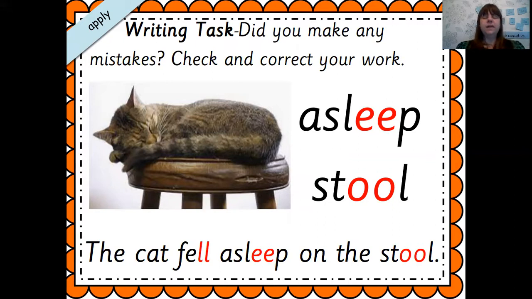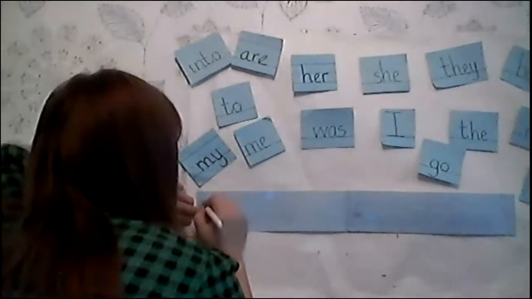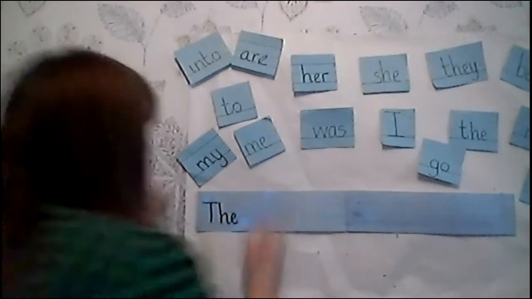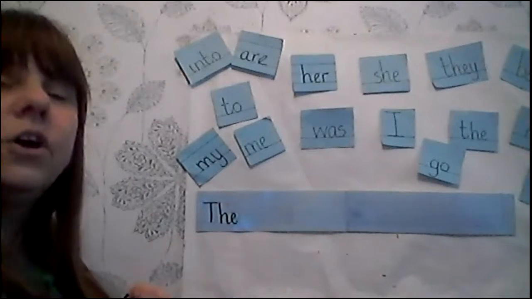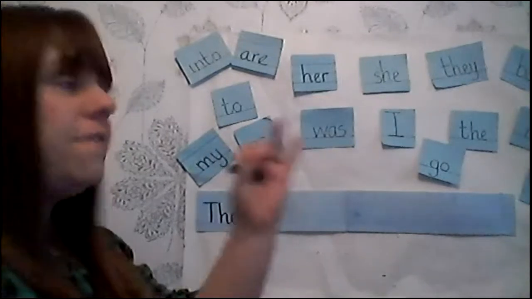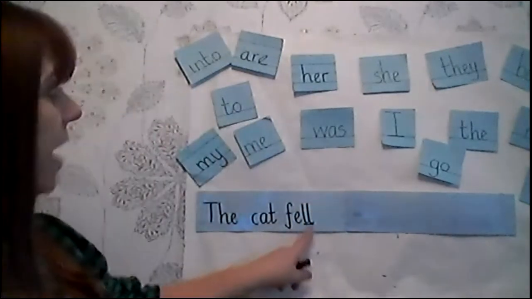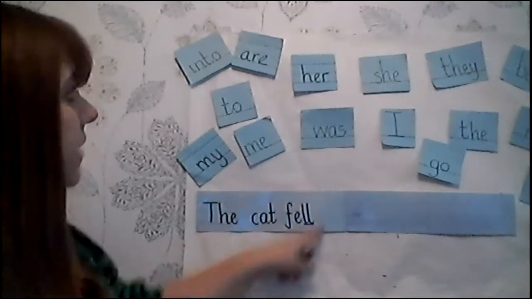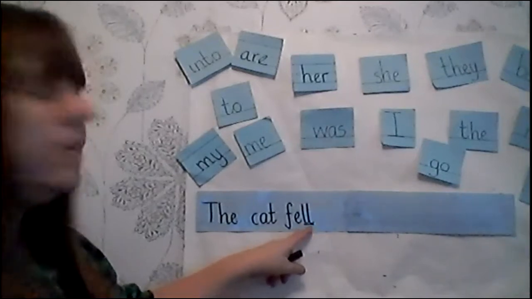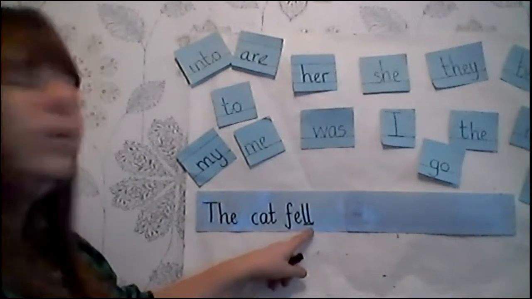Quite a long sentence, isn't it? Let's count how many words. The cat fell asleep on the stool. Seven words. So let's get started. The cat fell asleep on the stool. The, capital T, cat. Fell, f-e-l-l. I have chosen double l because of the short vowel e and it comes at the end of a one syllable word. So if we hear the l at the end of a one syllable word, like fell, bell, tell, well, we use double l.